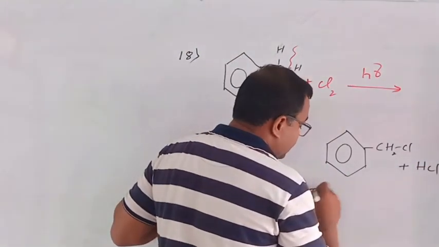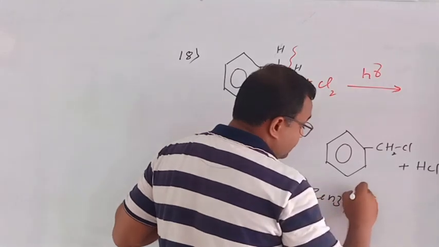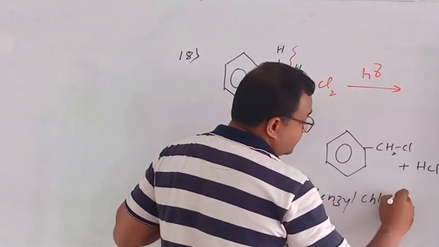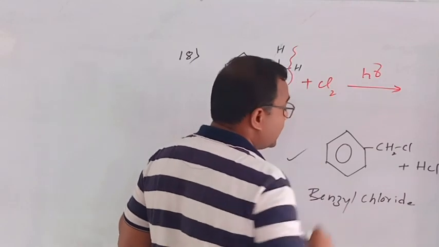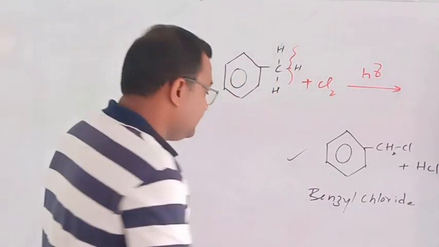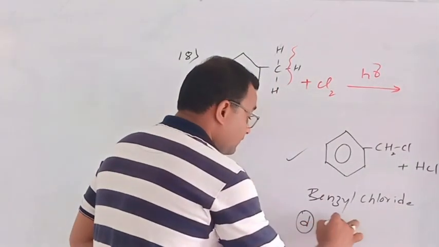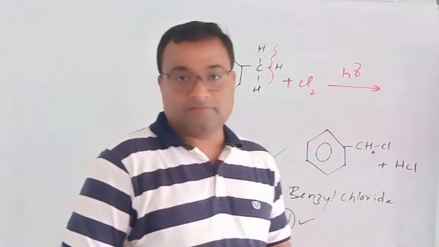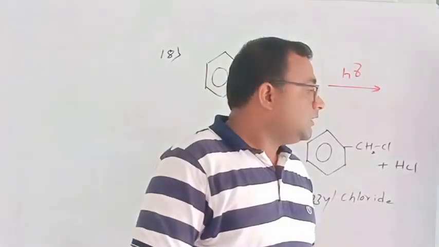This is called benzyl chloride. So the correct option is option D. Option D is the correct option for this.